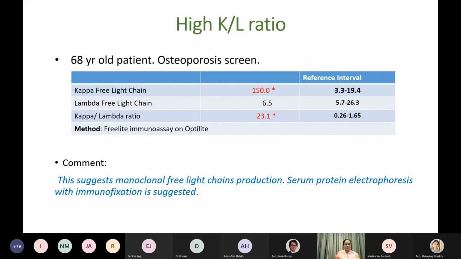So we usually comment on this sort of report as: this suggests monoclonal free light chain production, and we usually suggest protein electrophoresis with immunofixation if that hasn't been done already. And depending on the concentration and the ratio, we sometimes suggest urgent hematology referral.